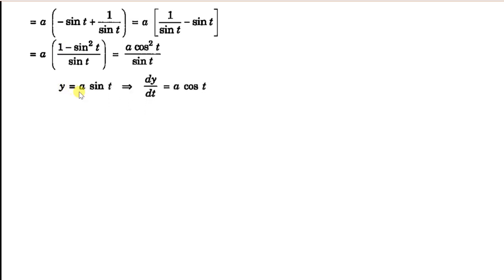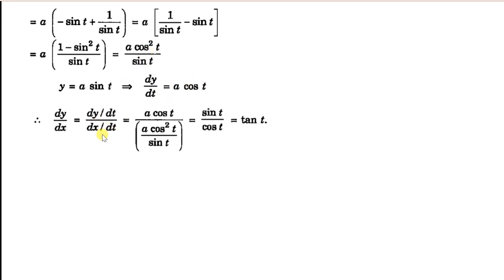Now dy by dt becomes a, and the derivative of sin t is cos t. Now we divide dy by dt by dx by dt to get dy by dx, and it comes out to be tan t.